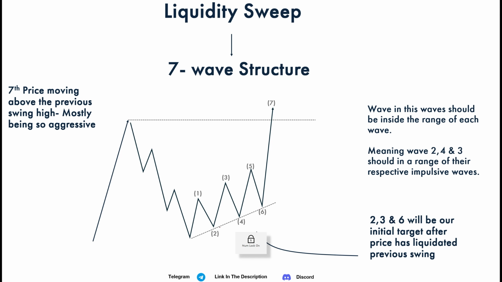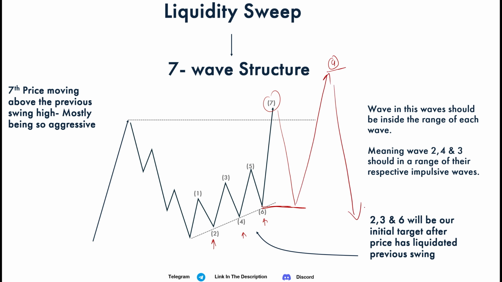And another thing is that the initial target here, after making this high here, should be here. This is the first target, this is the second target, and then this is the third take profit. Unless you are going to see the 9th wave here, which is going to be like this before we can see the market moving to the downside. That's how at least you should understand it.